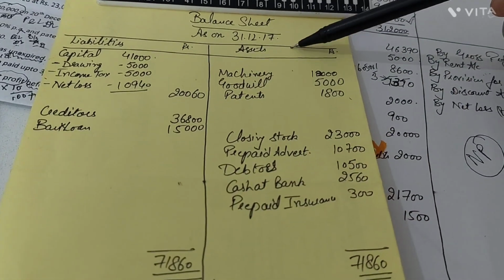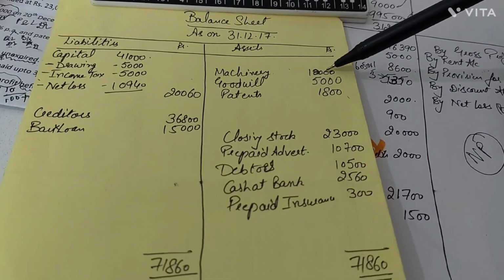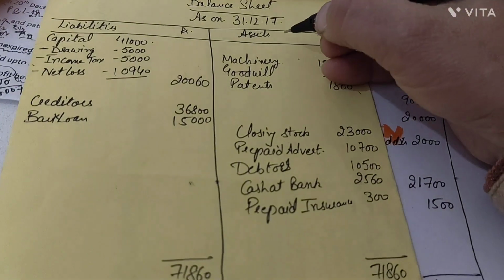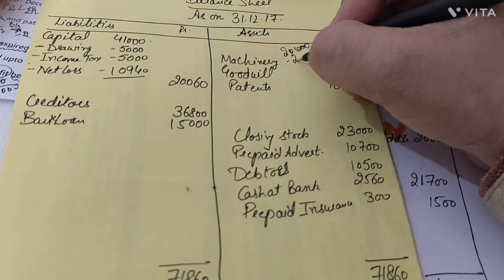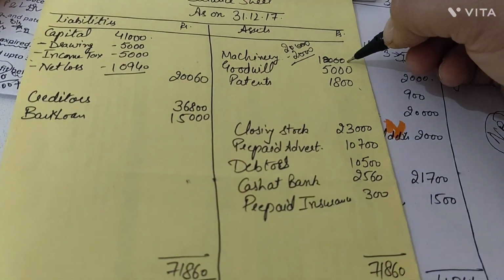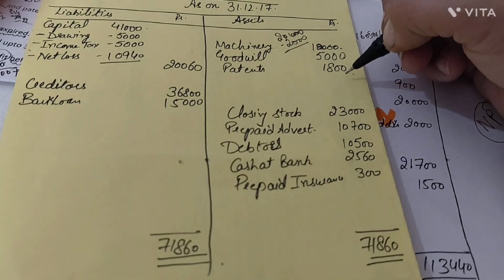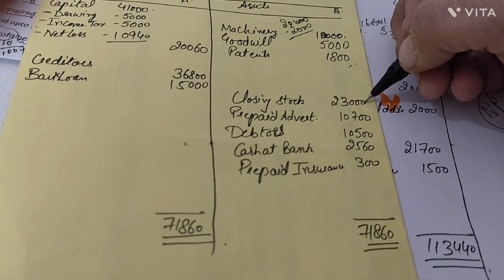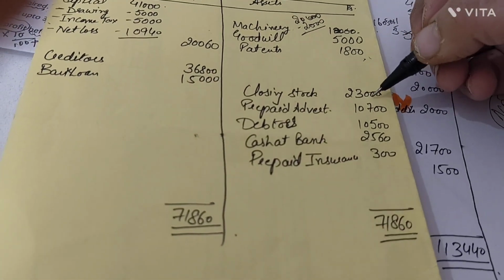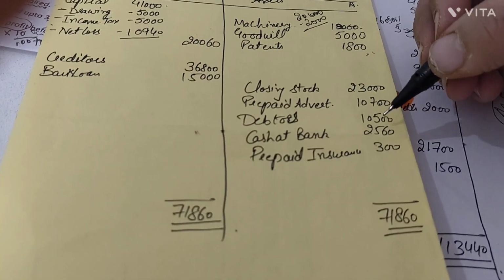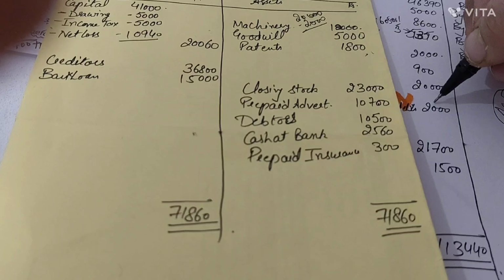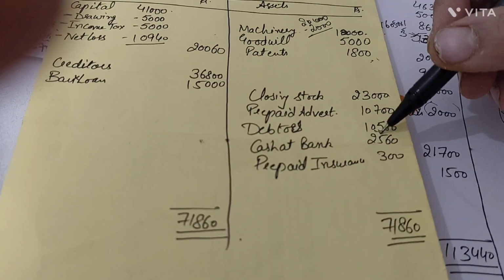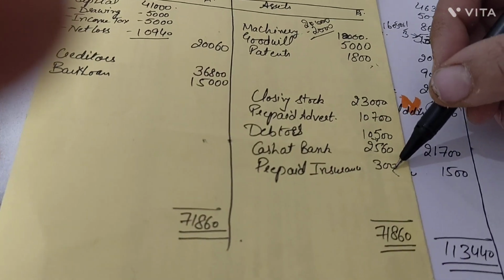Then on the asset side, we had machinery. After deducting depreciation of 2,000 from the 20,000 value of machinery, we got a value of 18,000. Then we took goodwill, then patents, two-third value. Closing stock has to go at two places. So in the balance sheet asset side, prepaid advertisements, debtors, after reducing the new provision of rupees 2000. Then cash at bank, then prepaid insurance, which was 300.